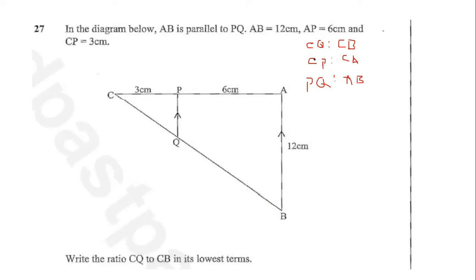For CQ to CB, we don't have any numbers, so we can't use it. If you check CP to CA, that is the only one where we have numbers. CP is 3 centimeters, and CA is 6 plus 3, which is 9 centimeters. So 3 into 3 is 1, and 3 into 9 is 3. So the ratio is 1 to 3. That is the answer they are looking for. Even the other ratios will be 1 to 3, because it is the same diagram.